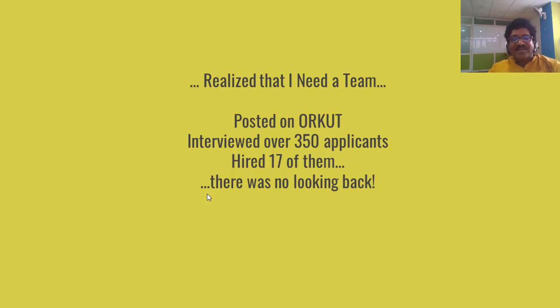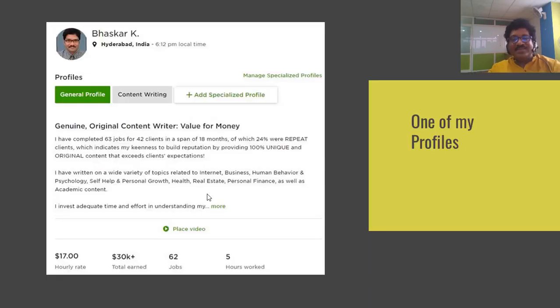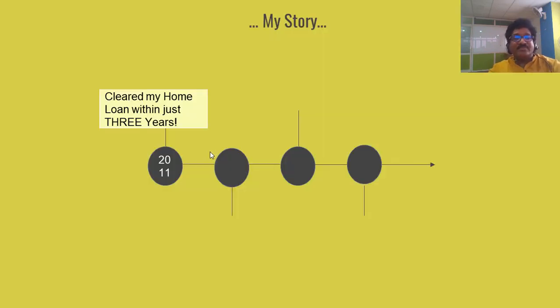Within 18 months after I started online, I earned more than 30,000 US dollars in one single account. See here, this is one of my profiles. On this account alone, if you notice, within the first 18 months, I completed 62 jobs. Jobs means projects, and I earned more than 30,000 US dollars. Look at that on the screen. And life has changed for me. Thanks to Elance, thanks to the internet, thanks to online freelancing, my life changed on that October 2nd, 2008.